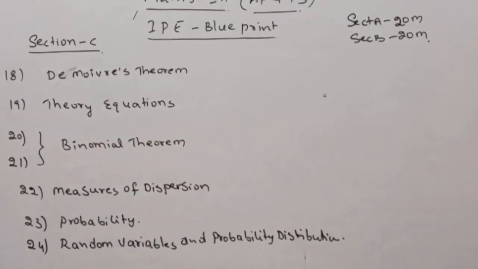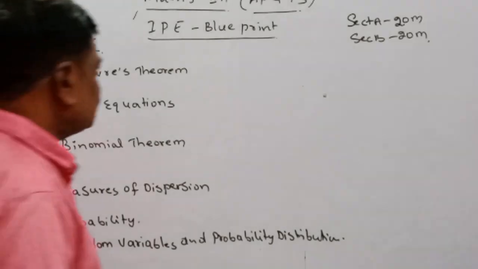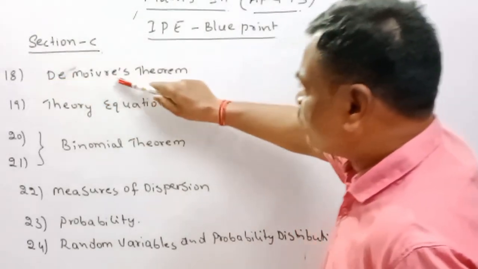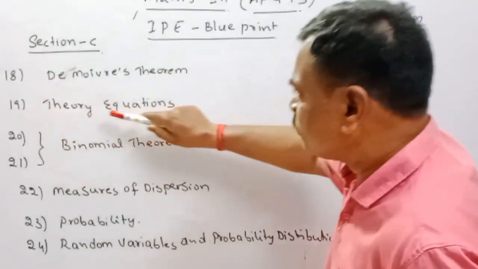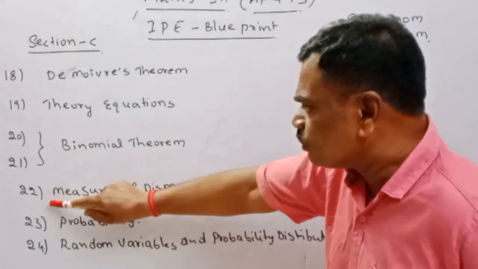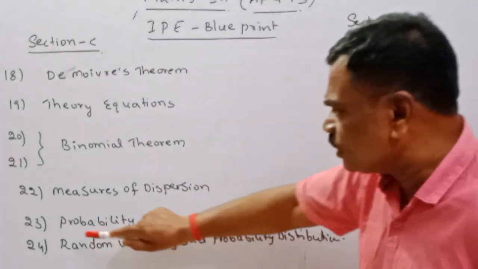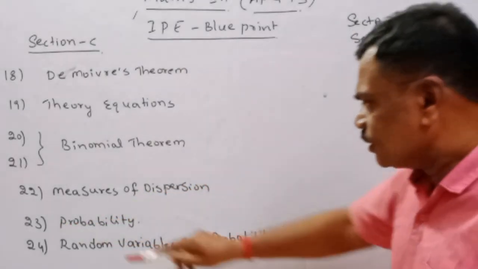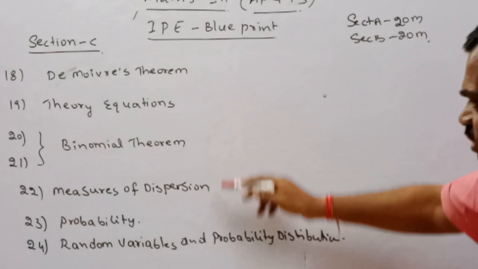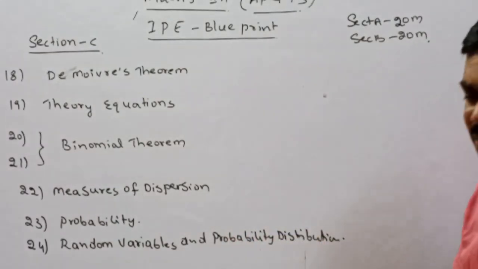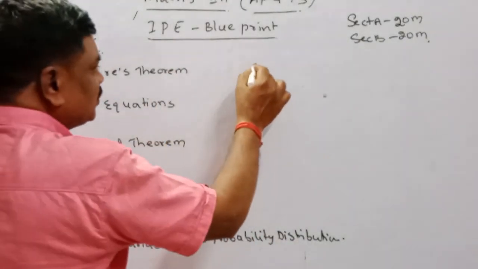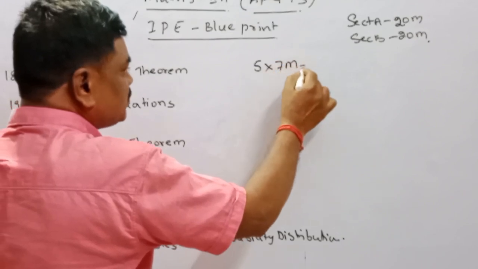Here, dear viewers, is Section C of the Maths 2A IPE blueprint. The 18th question is from De Moivre's theorem. The 19th question is from theory of equations. The 21st question is binomial theorem. The 22nd question is measures of dispersion. The 23rd question is probability. The 24th question is random variable and probability distribution. There are 7 questions in total, and out of 7 you can solve only 5.